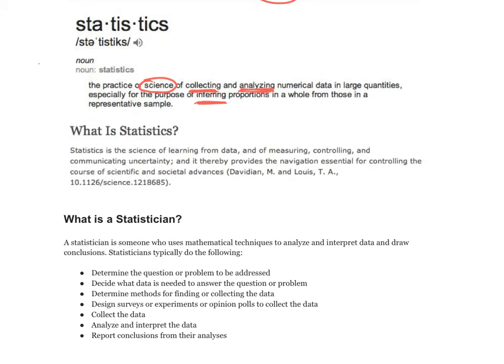Another definition, what is statistics? Statistics is the science of learning from data and of measuring, controlling, and communicating uncertainty. And it thereby provides the navigation essential for controlling the course of scientific and societal advances. Again, I want to stress it's a science, and that we're going to be learning from data. And this last sentence I think is neat because it talks about controlling the course of scientific and societal advances. It's through statistics that we can learn about problems in society and try to find a way to fix them. It's a way to guide science in the right direction. So statistics is a major part of almost everything you'll do.